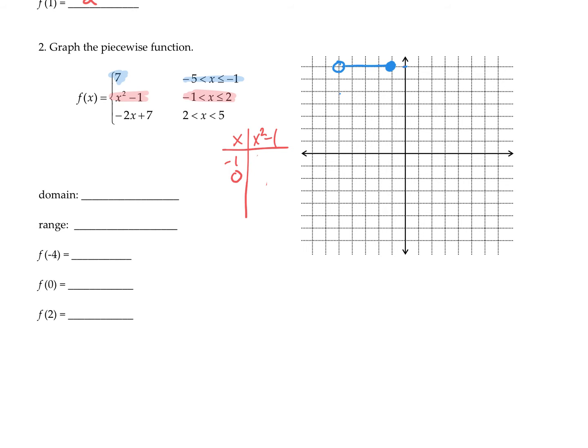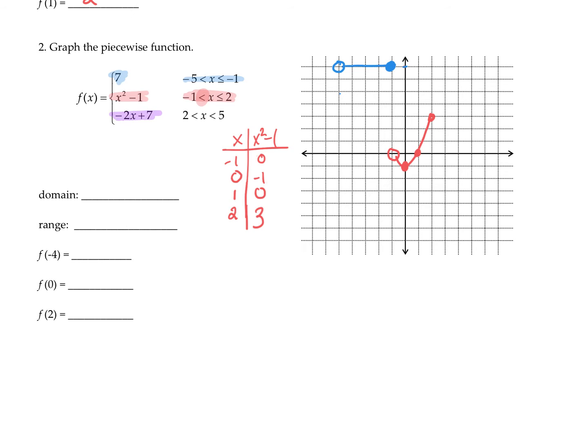I'll write these a little smaller. When my input is 1, my output is 0. And when my input is 2, my output is 3. So I'm going to plot those points. So -1, 0. Now that's going to be an open circle because this symbol is just less than. Then 0, -1; 1, 0; 2, 3. And I'll connect this part of my parabola like that.